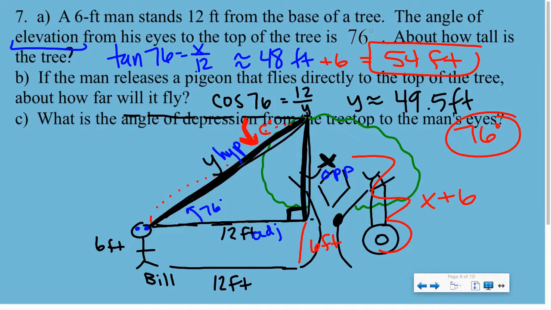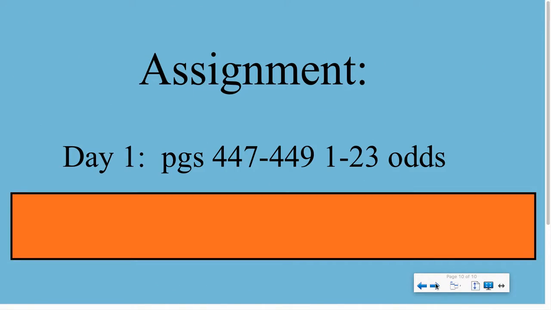Questions? Okay. Here's your assignment. Tomorrow we have an assignment, 1 through 23. It's like 12 questions, you guys. It's not very many. Part of them you have to tell me what type of right angle it is, from what to what. Some of them the pictures will be there for you. Some of them you have to draw on your own.